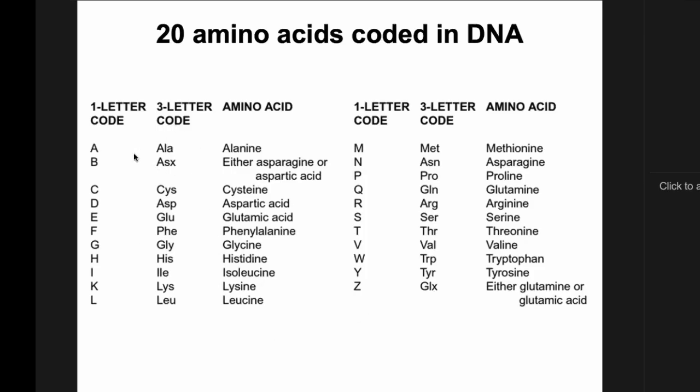If you work with this stuff enough, you may get to the point where you start to recognize some of these three-letter codes. Alanine's pretty easy because it's literally the first 3 letters, and cysteine and aspartic acid and glutamic acid. A lot of these just take the first 3 letters, so they're relatively simple.